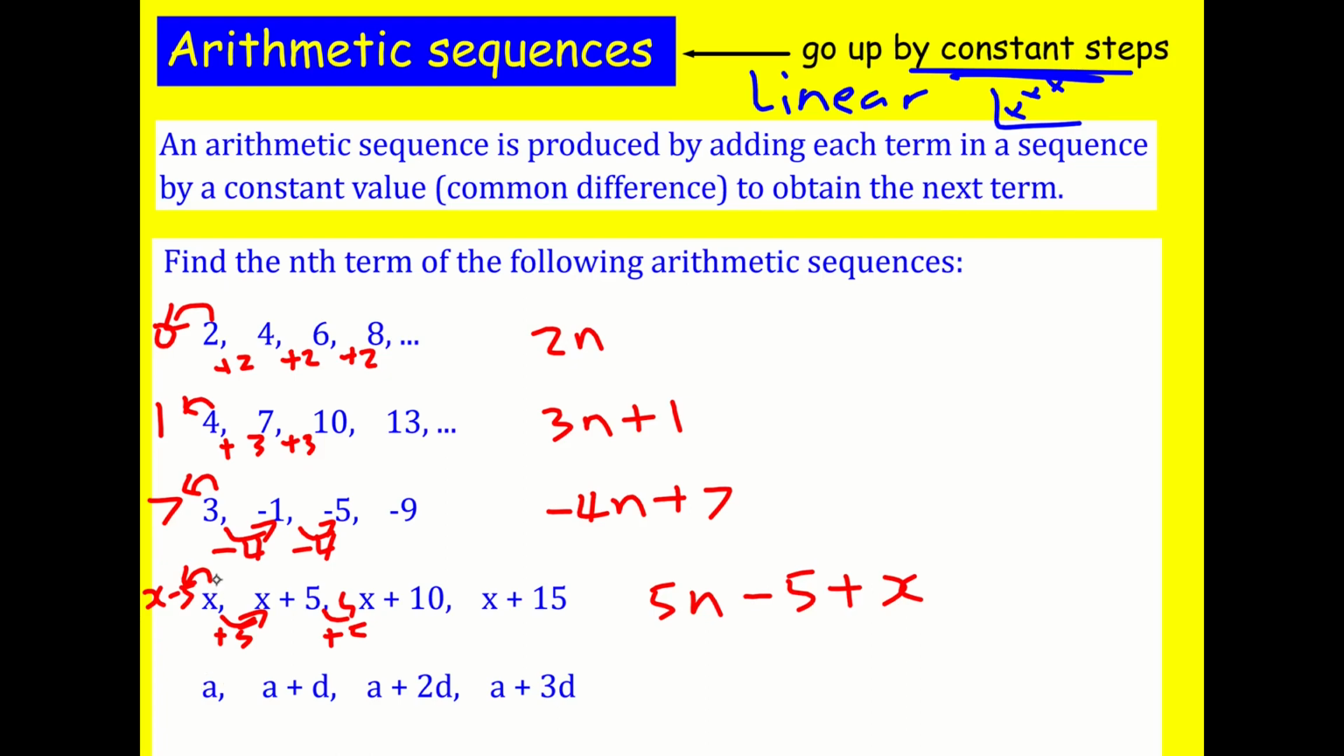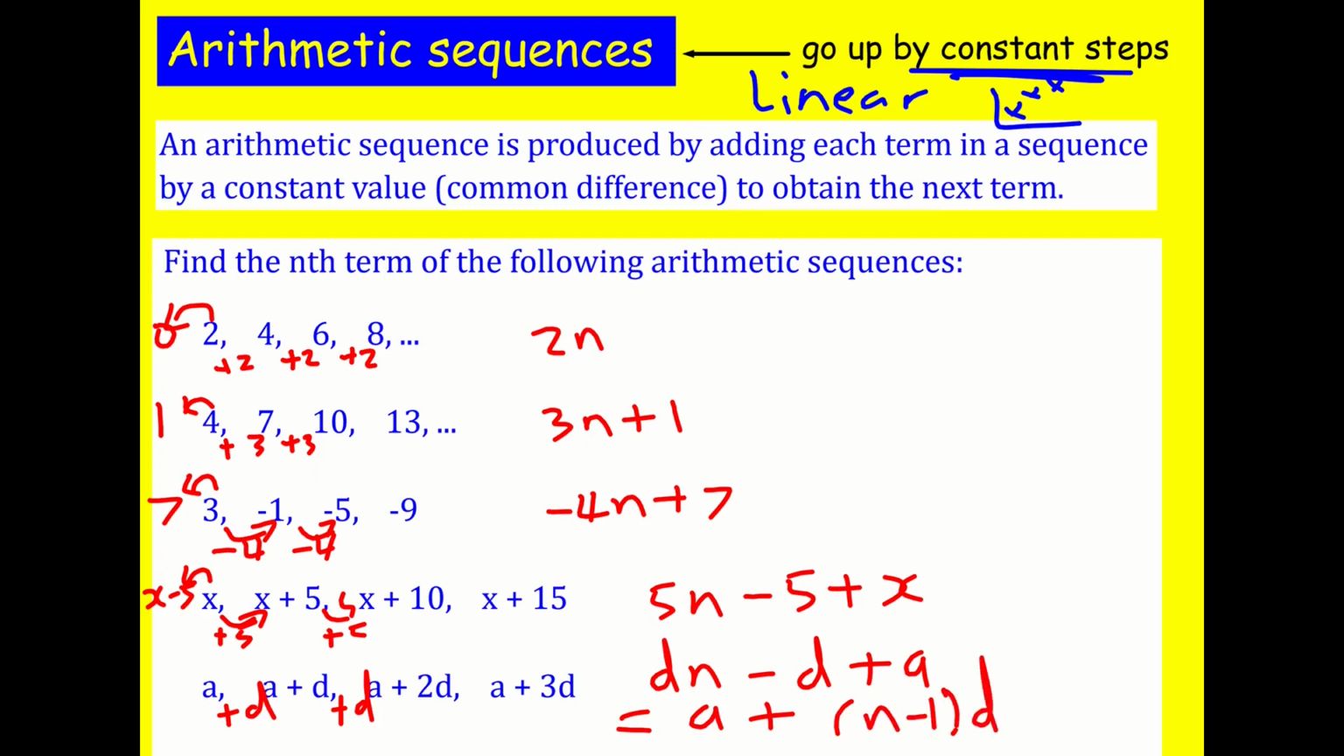Last one. So this one, my first term was x, my common difference was 5. Now I've got a first term of a and a common difference of d. How are we going to deal with this? Well, same method, but now it's in the d times table, so it's going to be dn. But I don't want d as my first one, so I'm going to need to minus d to get to 0, and then I'm going to need to add a, and that is my nth term, which I can rearrange to a plus n minus 1 d.